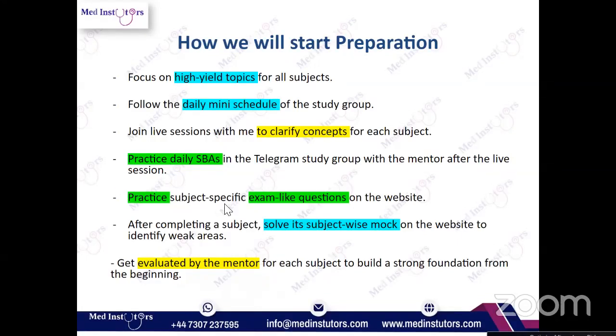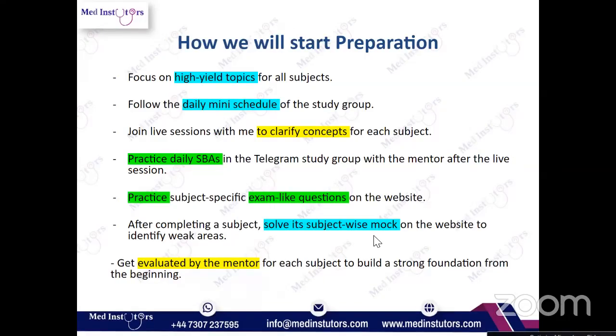Then practice subject-specific exam-like questions on the website. We have that pool. For instance, if you are studying anatomy, you have studied a topic in the live session or from the Oxford Revision Notes, and then you practice those questions on the Telegram group. Then the next thing you can do is solve the subject-wise exam-like questions on our website. And once you are done with all of these steps, the final step would be your subject-wise mock, which is also uploaded on our website.